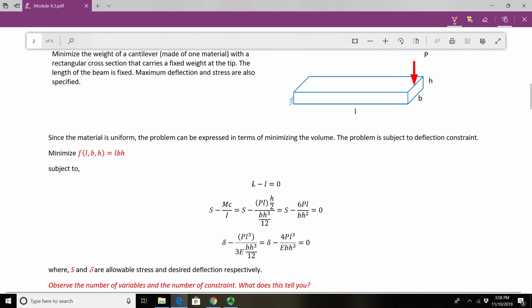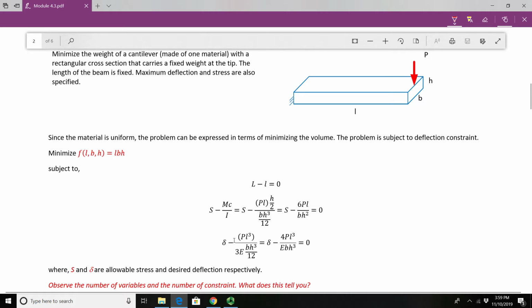So here is my problem. L b h is the volume, and it has these constraints. l minus L equals 0, so the specified value. S, this is My over I from your good old days. It is rectangular, so I just use the equation, and you have seen this before in mechanics of materials or machine design: 6PL over b h squared.